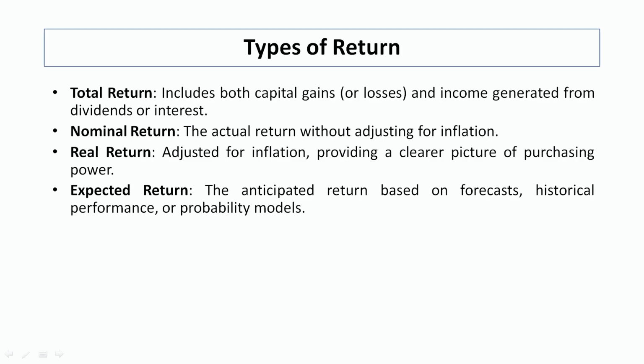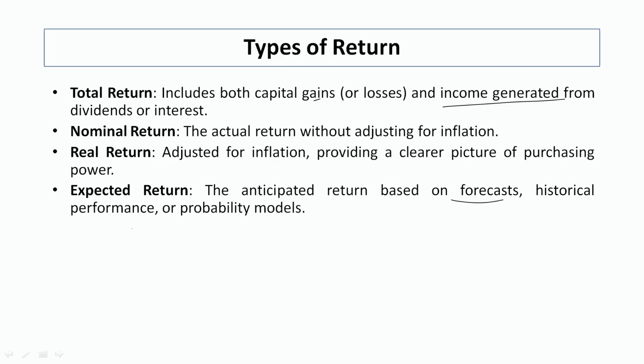Now coming to different types of return, one is total return, where both the capital gains and the income generated from the dividend or interest are added. So the principal amount plus the capital gains which we are going to have from that instrument in the form of dividends or interest, we are going to add it. Nominal return is the actual return without adjusting for inflation. Real return is the particular return which is adjusted for the inflation value. So it is going to give you a clear picture of the actual expectation or actual realized return of the investor.